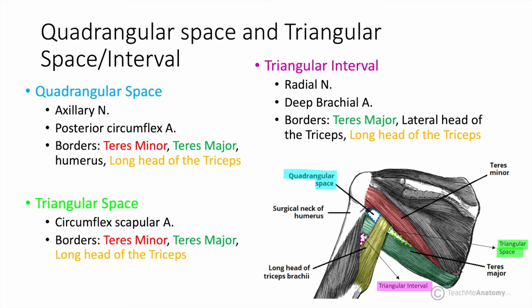Our triangular interval is going to have our radial nerve and the deep brachial artery. The borders are going to be the teres minor, lateral head of the triceps, and the long head of the triceps. And this is going to supply and innervate my posterior arm. And it's more posterior. It's further down, more distal, and more posterior. So it makes sense that the radial nerve and deep brachial artery are coming out. The quadrangular space is more in my armpit region, so that would be my axilla. So I think, okay, axillary nerve, that makes sense.